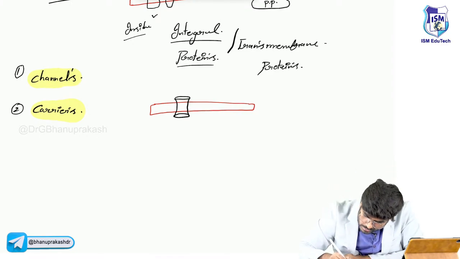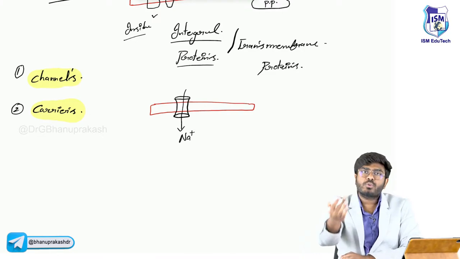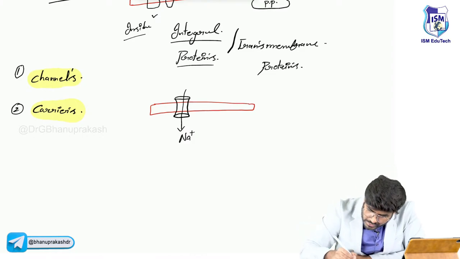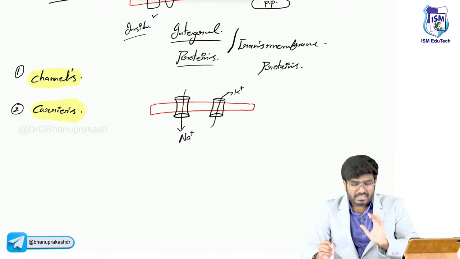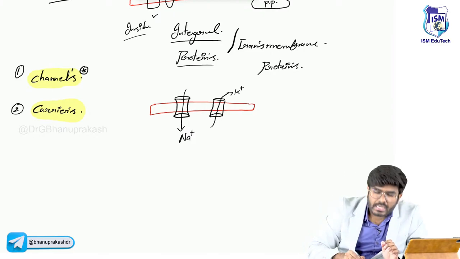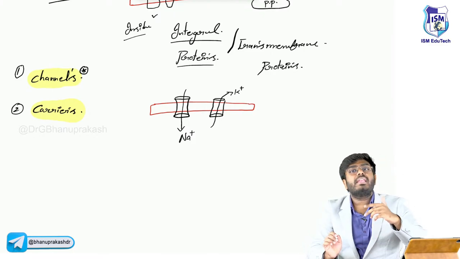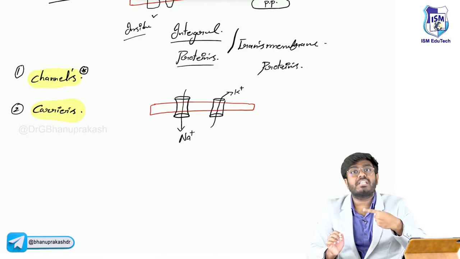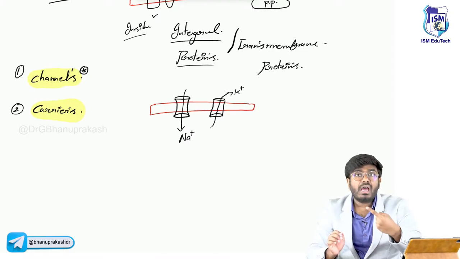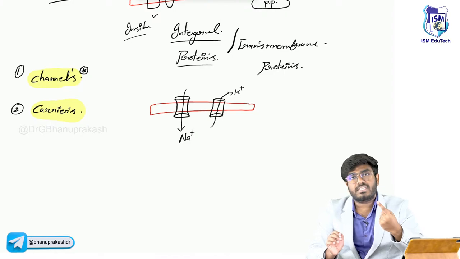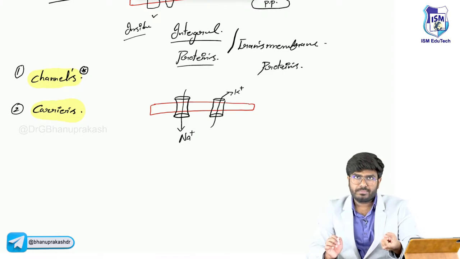For example, sodium will come inside into the cell from outside. Or, through a different type of channel, potassium is going out. So, what are channels? Channels are nothing but the proteins which are involved in the transport of certain substances, either in or out.